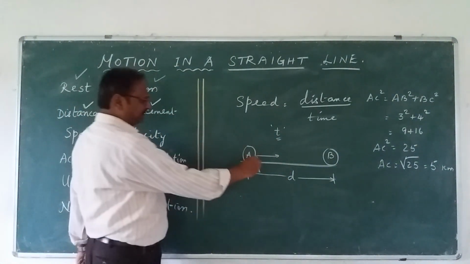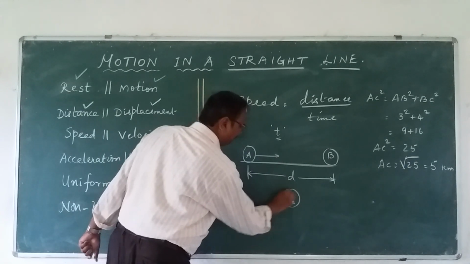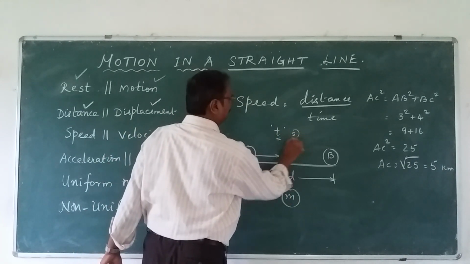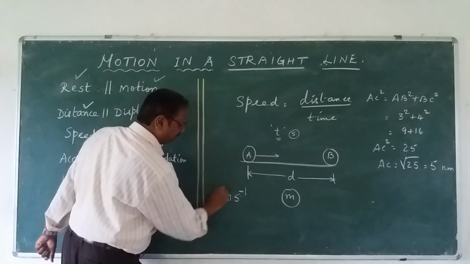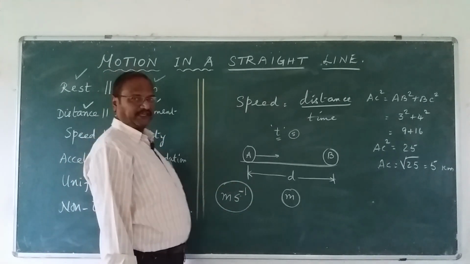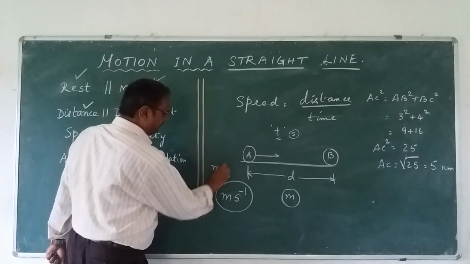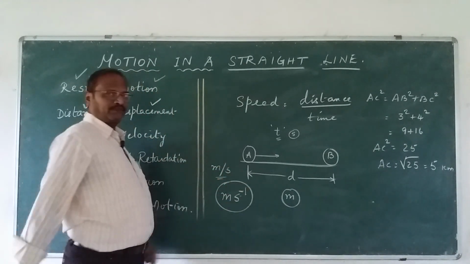In SI system, distance is measured in meter and time is measured in second. So, the unit is meter per second. This is the unit of speed. Meter per second. You can write it like this also.